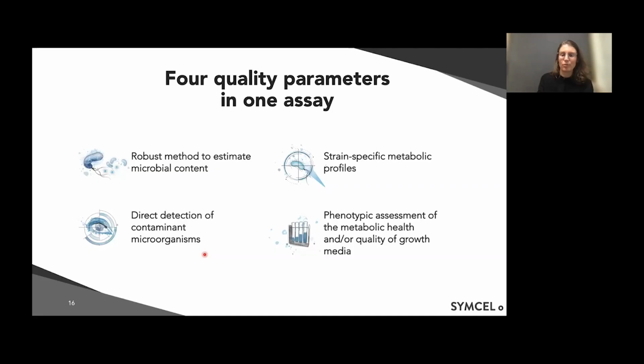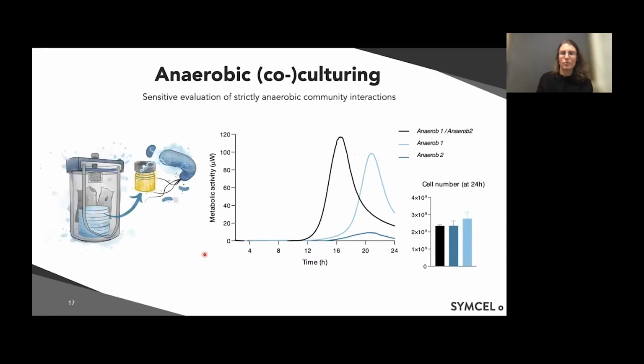And now I will show you a few more examples of what you can eventually do with isothermal calorimetry. For instance, you can do co-cultivations and test for bacterial interactions in a very easy way. And here is an example for strict anaerobic bacteria that were isolated from the gut.